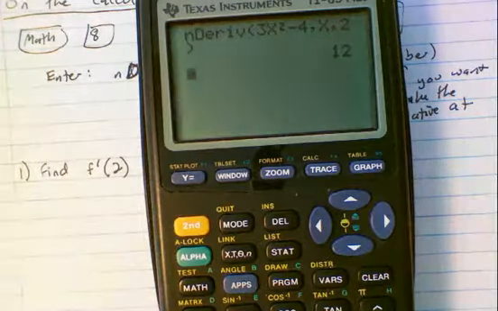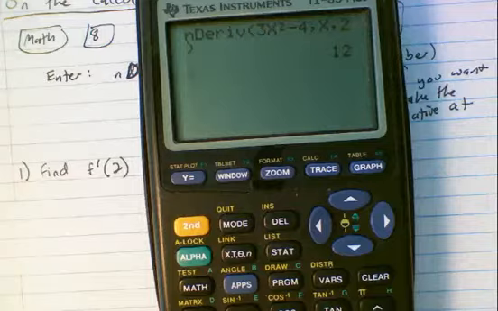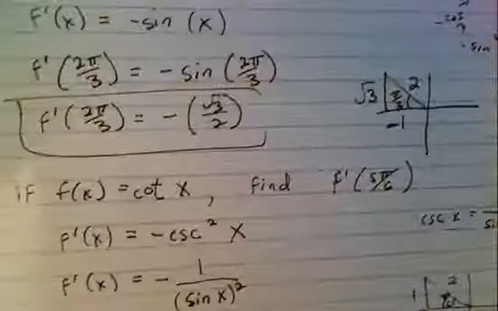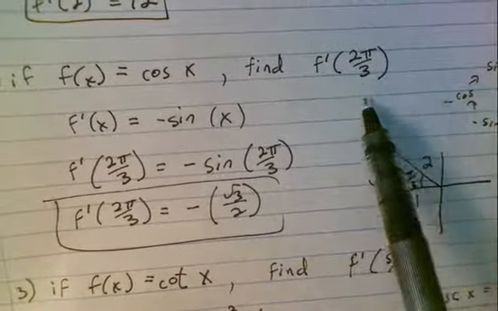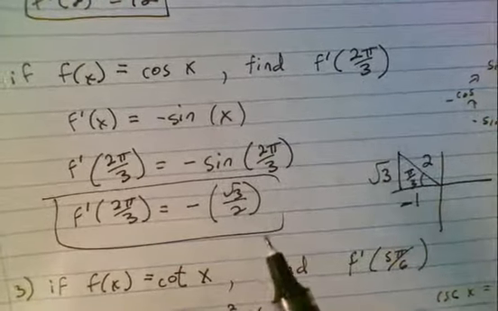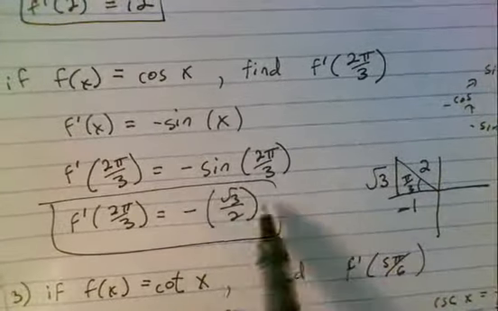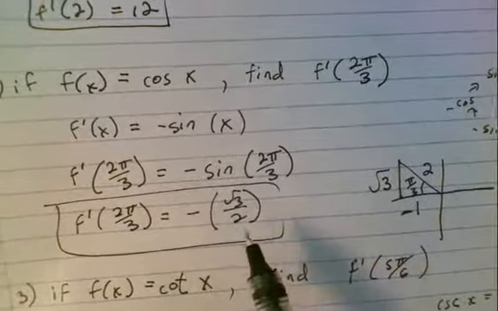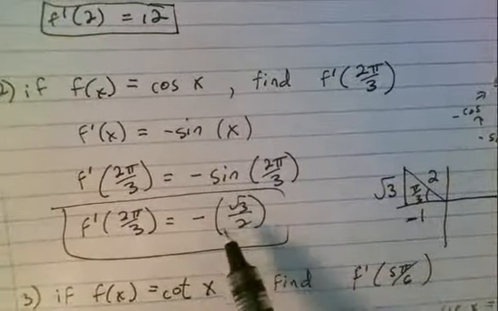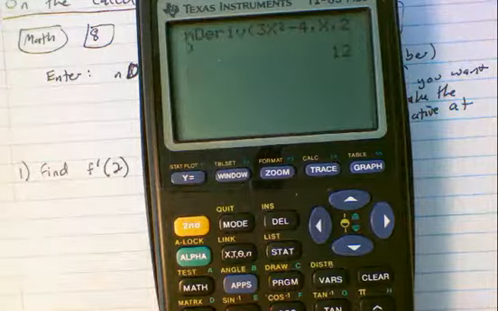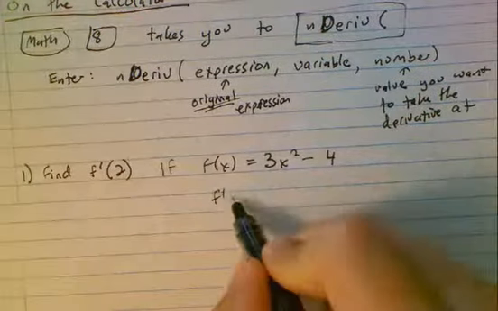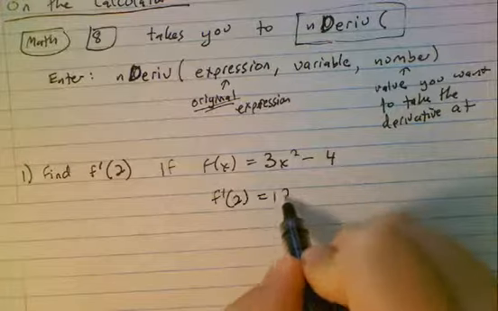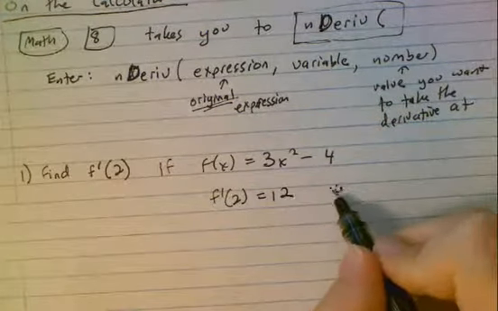The one downside to this, although it's a very powerful tool, is it will only give you answers in decimals. So let's say we wanted to do the second one that we had originally right here, find f prime of 2 pi over 3 when f of x equals cosine x. We can do that, but it's not going to give us the same answer. It's going to give us a decimal. We just have to check and make sure that that decimal is the same as this number here. So let's do that second one. Oh, here's our answer. F prime of 2 equals 12. Yay!